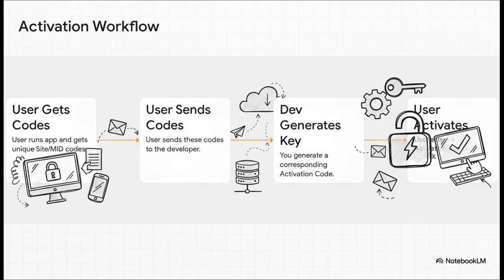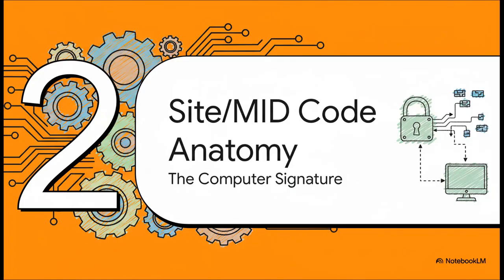So this is how that whole back and forth between you and your user works. It's a simple 4-step dance. Your user runs the app and gets their unique codes. They send those codes over to you. You then pop those into PCGuard and generate a unique activation code. And finally, they enter that code to unlock the software. It's a secure exchange that can be done manually over email or completely automated online. So, we get why the system needs a fingerprint.